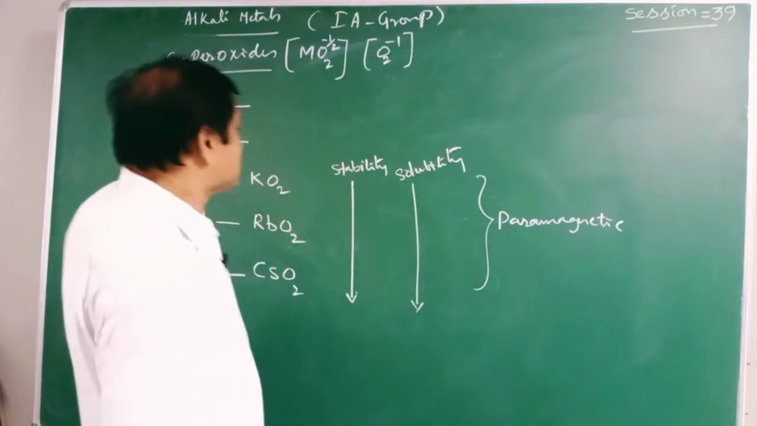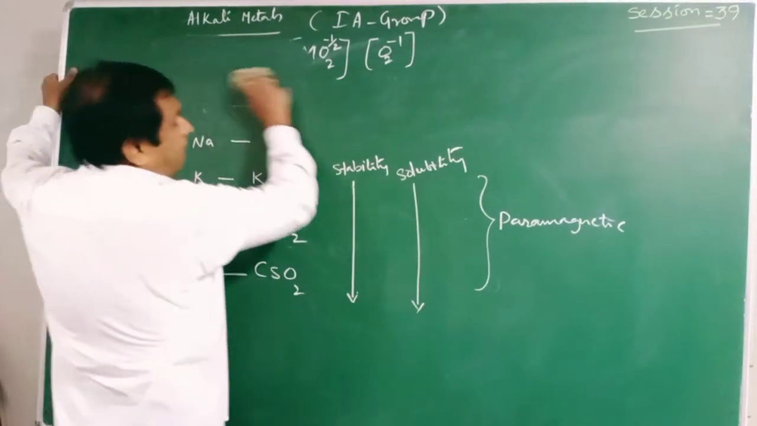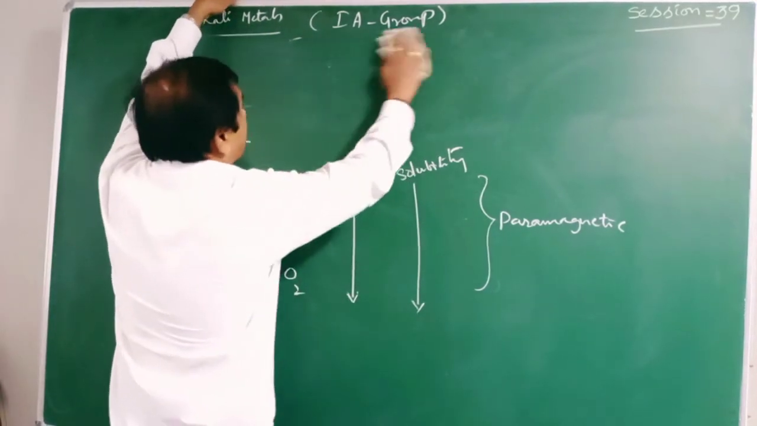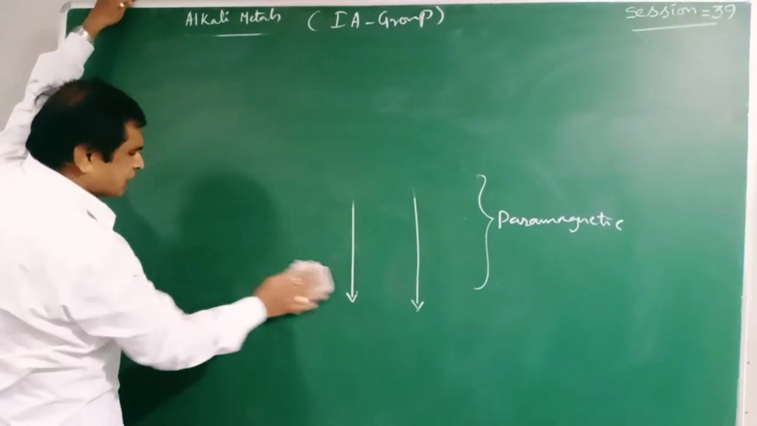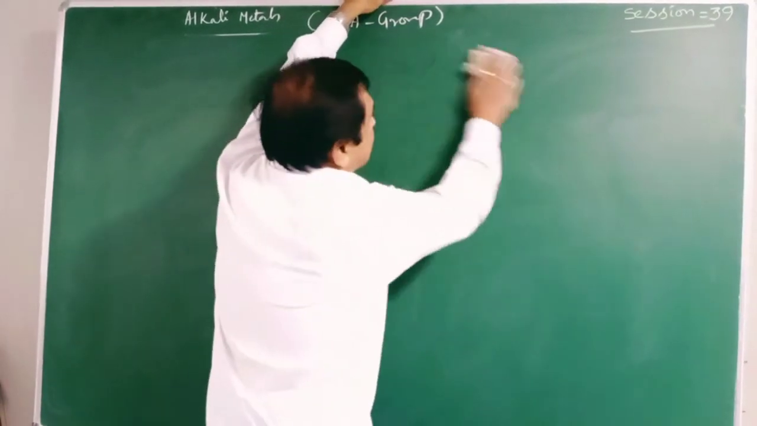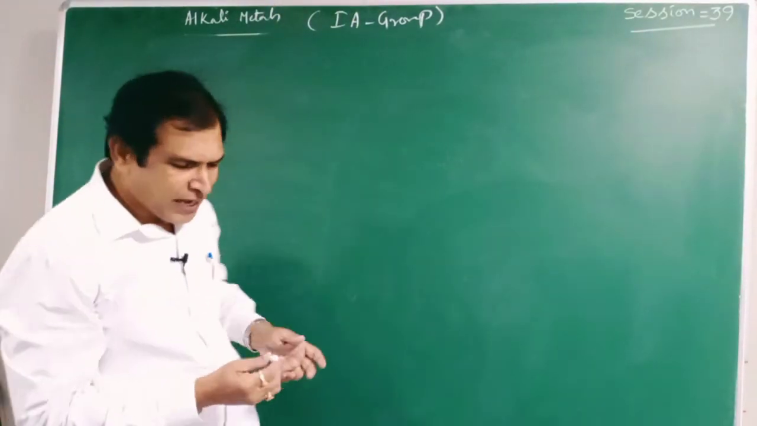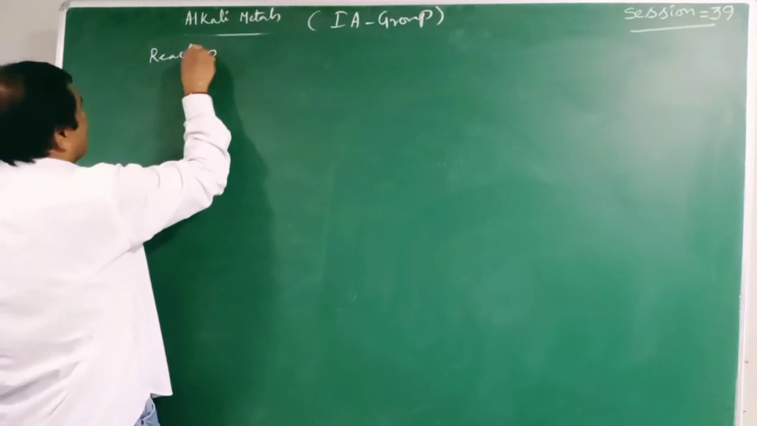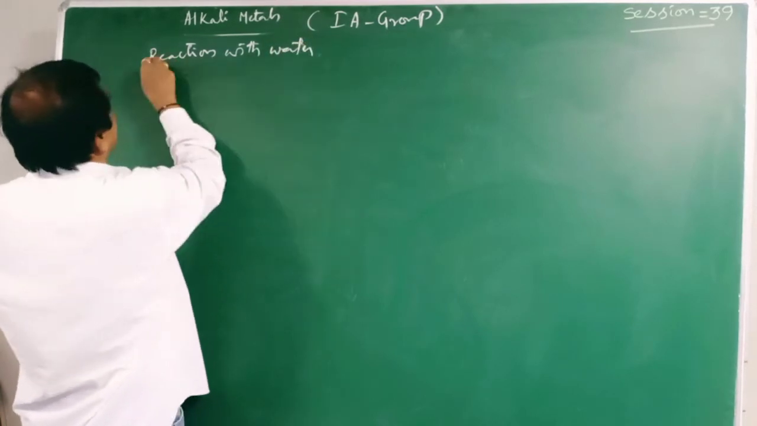That is superoxides. So oxides are now completed. Next, let us take up the reaction with water. What happens when alkali metals react with water?